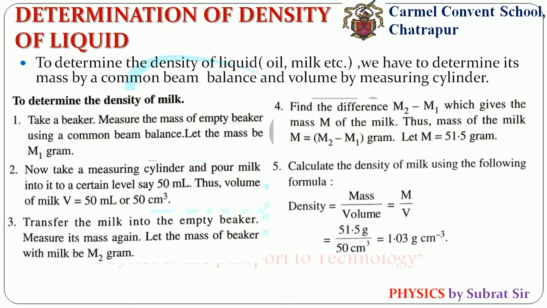To calculate the density of the milk, density is equal to mass per volume. Mass is given as 51.5 gram, which we found by taking the difference m2 minus m1, and the volume we found is 50 centimeter cube. By dividing these two, we will get 1.03 gram per centimeter cube.